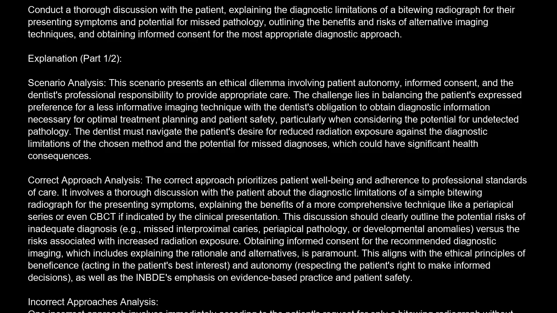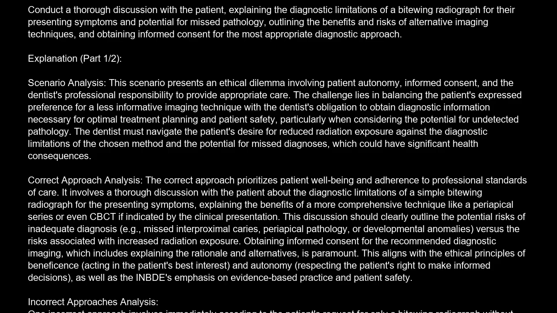Correct approach analysis. The correct approach prioritizes patient well-being and adherence to professional standards of care. It involves a thorough discussion with the patient about the diagnostic limitations of a simple bitewing radiograph for the presenting symptoms, explaining the benefits of a more comprehensive technique like a periapical series or even CBCT if indicated by the clinical presentation. This discussion should clearly outline the potential risks of inadequate diagnosis, e.g., missed interproximal caries, periapical pathology, or developmental anomalies, versus the risks associated with increased radiation exposure.